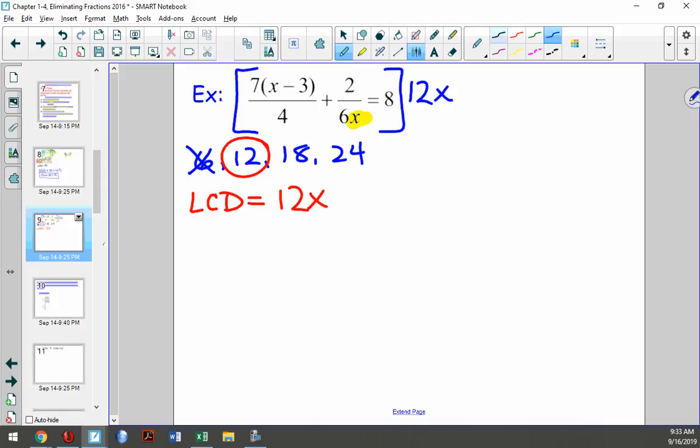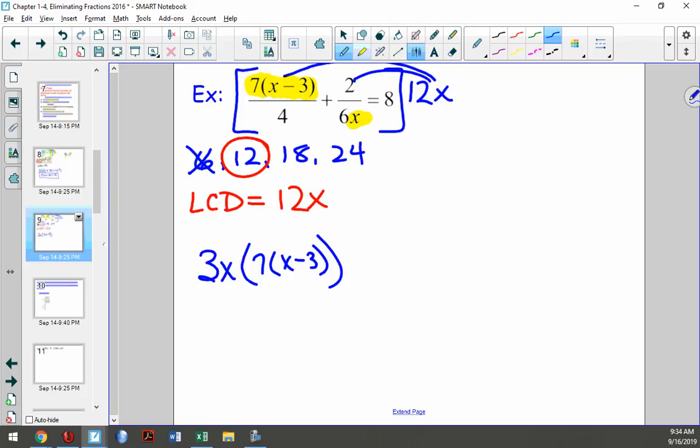When I do that, I'm going to do that cross-canceling that we learned, and I'm going to do division first. What is 12x divided by 4? 12x divided by 4 is going to be 3x. And then I'm simply going to drop down everything that you see in the numerator. So everything that we see in the numerator is going to be 7 parentheses x minus 3. Okay? Go to the second one.